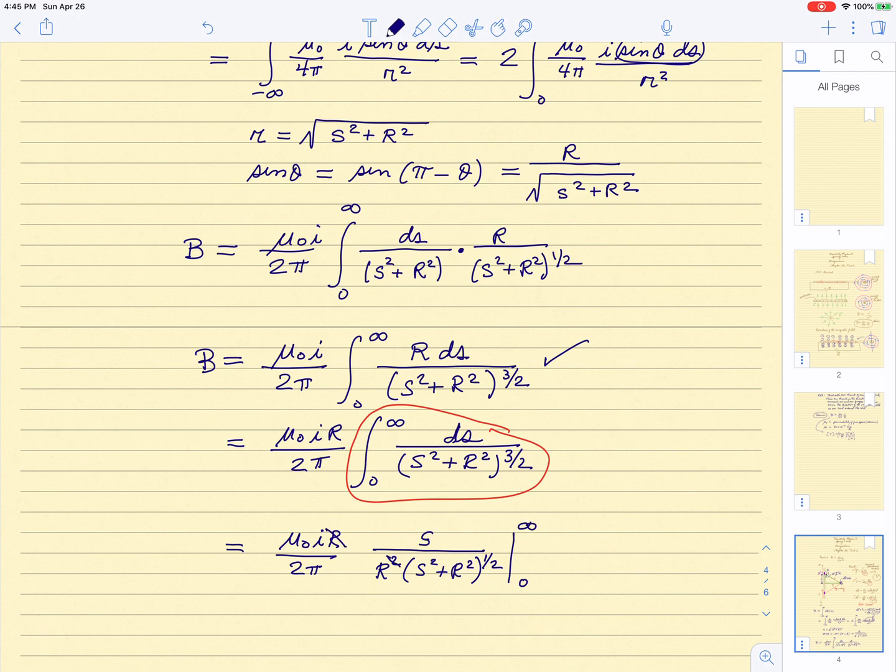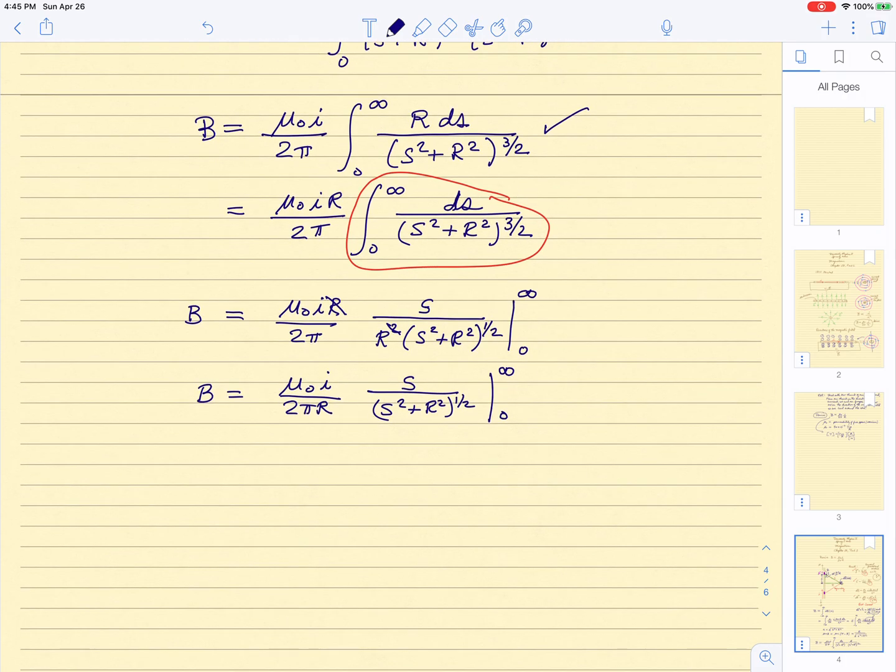So one of these will cancel one of these. Okay, and so what we need to look at now is the limits on the integral. So this is mu 0 over 2 pi r, s over s squared plus r squared to the 1/2 power between 0 and infinity. So 0 is easy. When s is equal to 0, then that becomes 0 over r, and so that's going to be 0.